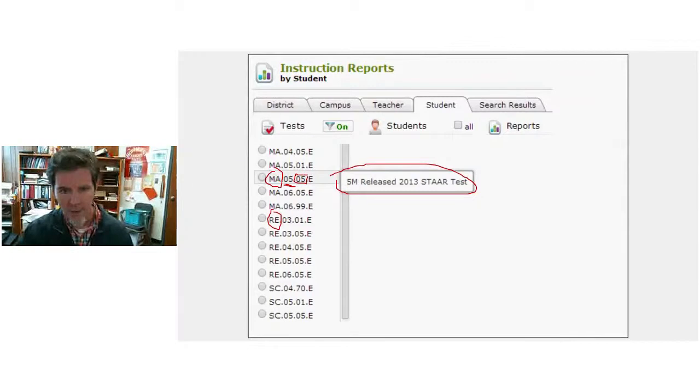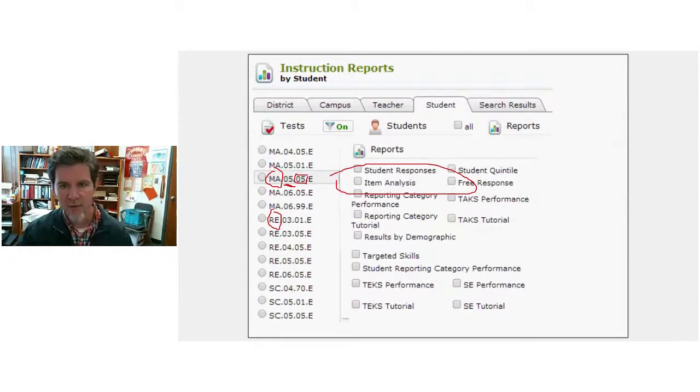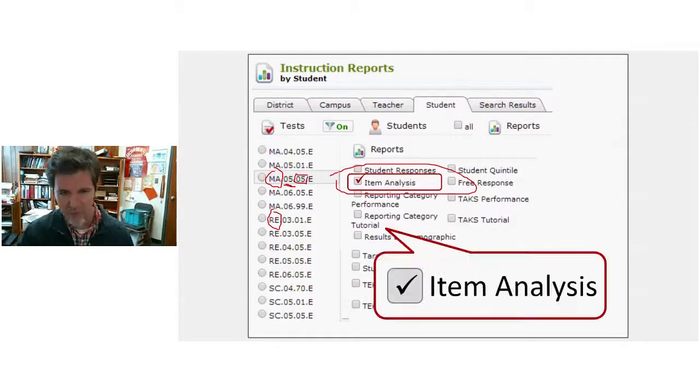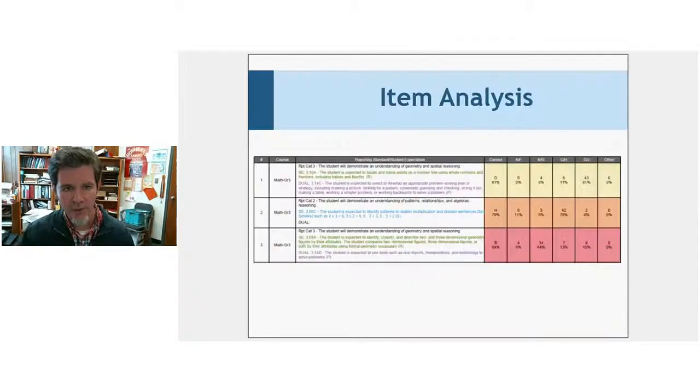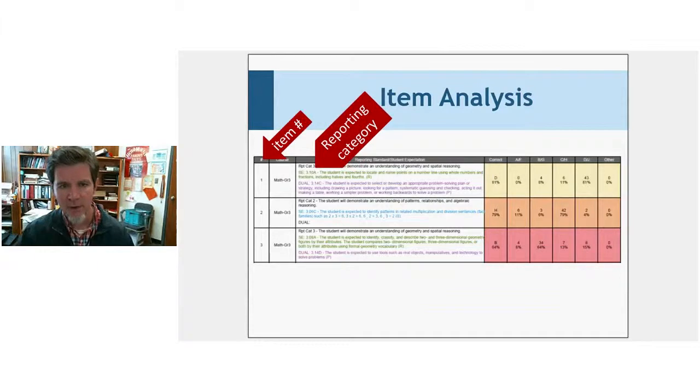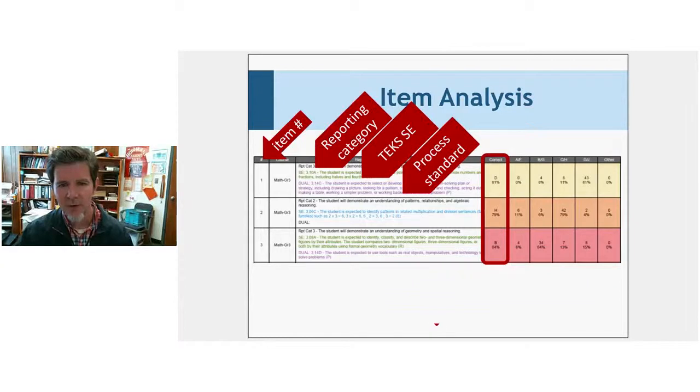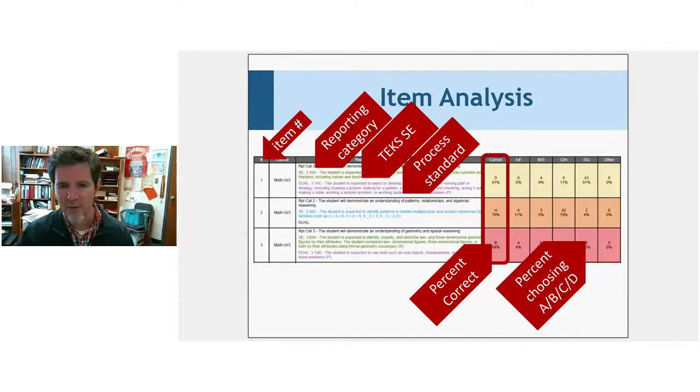Once you pick the test, you can get these different reports that are available, such as item analysis. That's the first one I wanted to pick. So you just check that, run the report, and here's what it gives you. It'll tell you for each item which reporting category it came from, what the TEKS were, if there were any process standards associated with it, the percentage of kids that got it correct, and more importantly, the percent that chose each of the answer choices.